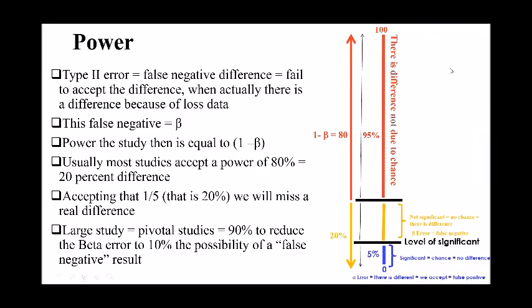The power of the study, again, is the percentage of data that we think we're losing, but we are okay with it. We are okay losing about 20% of the data, and that's called beta error. It's negative data. We are losing it, but we know we are losing it, so it's a false negative.